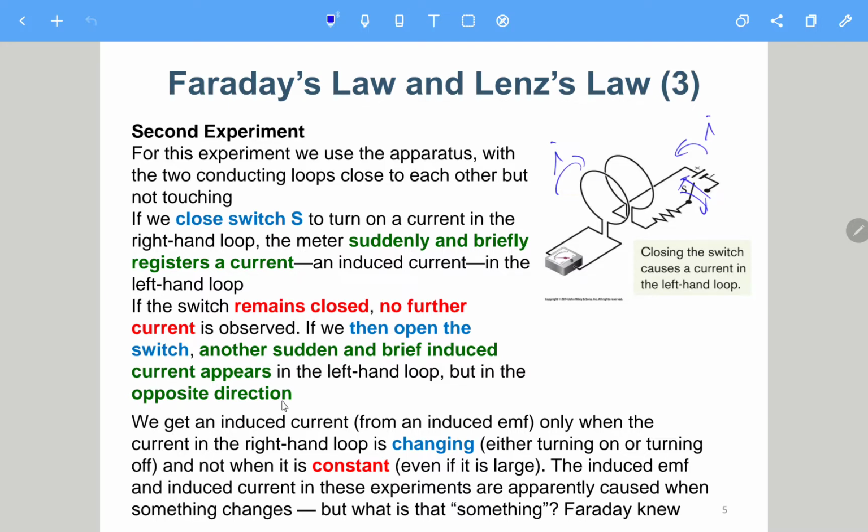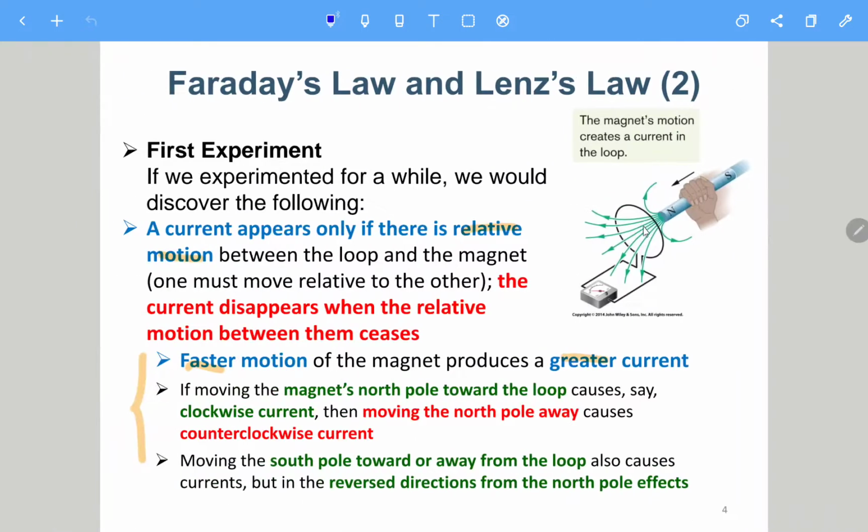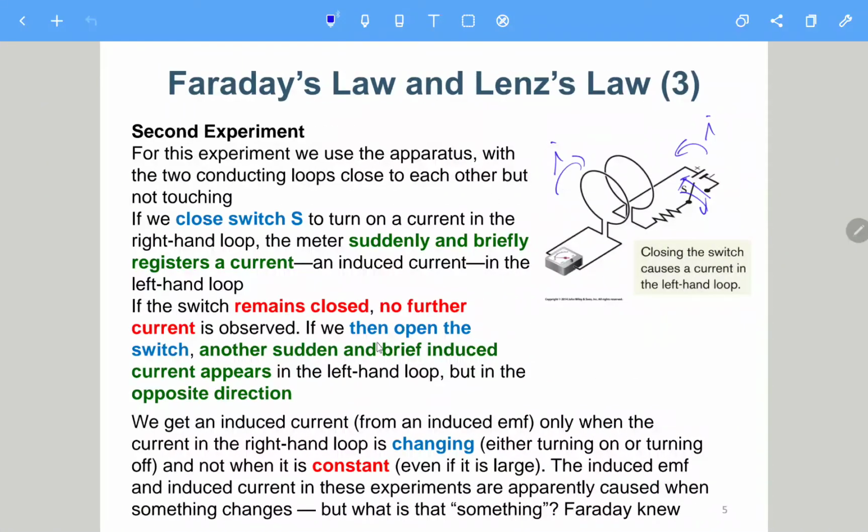So actually, it is similar to the previous case, but here we don't have any relative motion. We use this switching on and off to replace the relative motion, but we can still observe similar phenomena. We get an induced current only when the current in the right-hand loop is changing. So changing is the keyword, either turning on or turning off, and not when it is constant. When it's constant, there will be no induced current for the left loop.